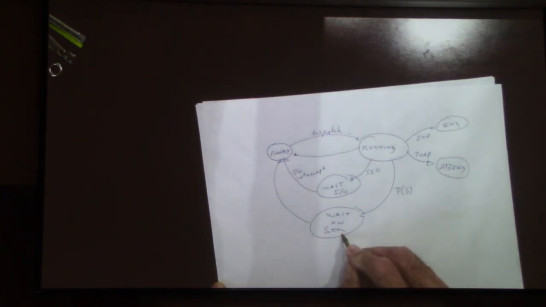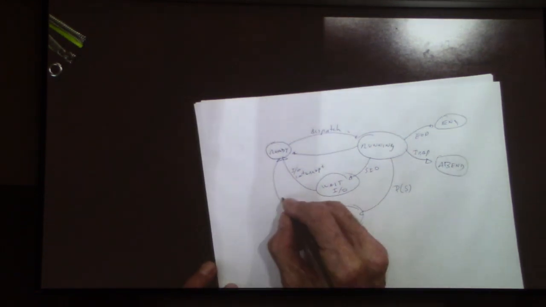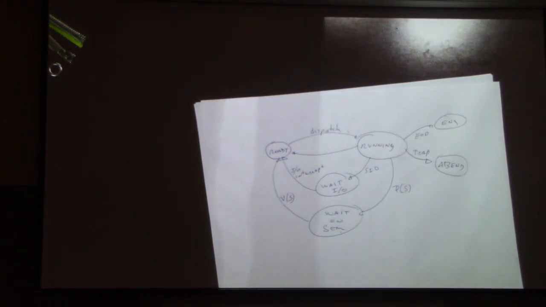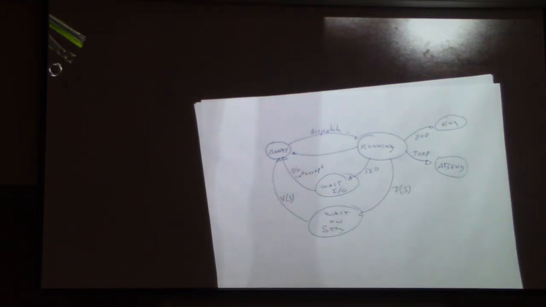process to wait on a semaphore. And similarly, as the I/O interrupt moves the process from wait for I/O into ready, the V operation then will move the process from wait on semaphore to ready. Okay? Is that understood?